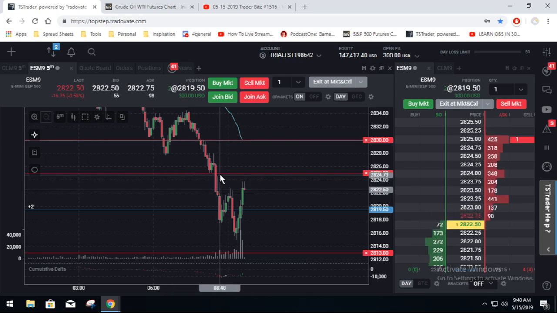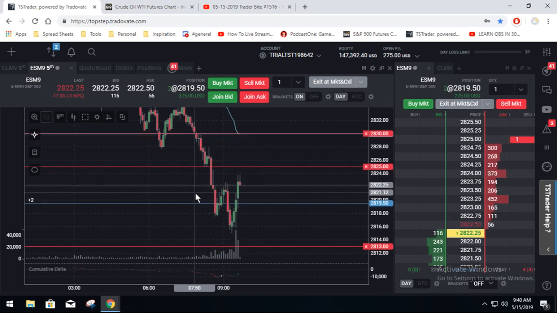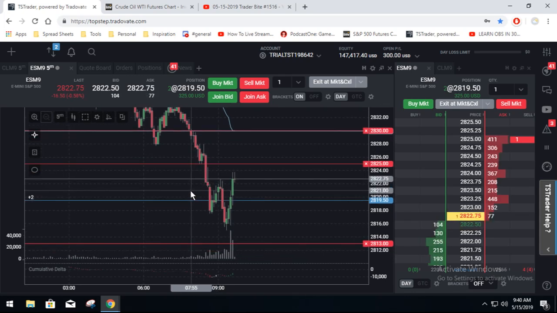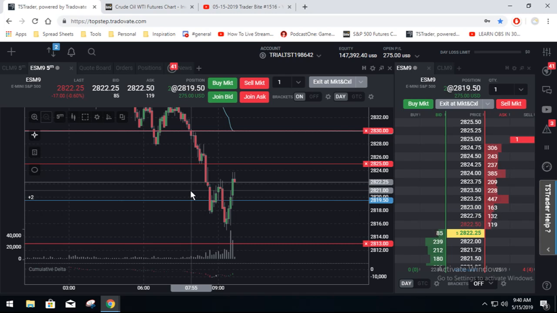This hammer right here is maybe in a way. So just be patient. Allow the trade to do what it requires.